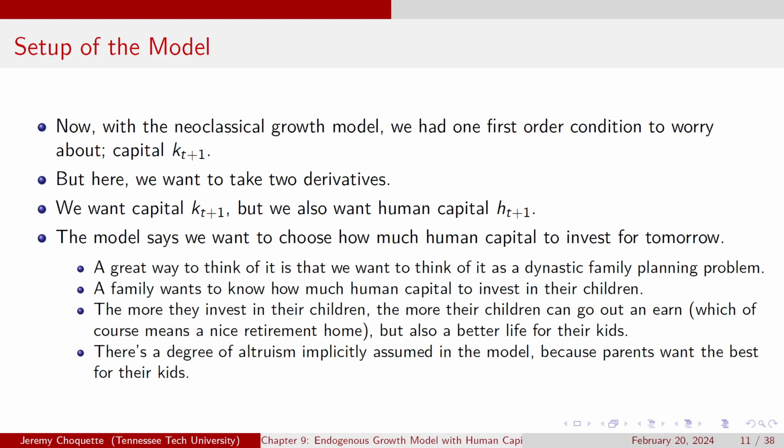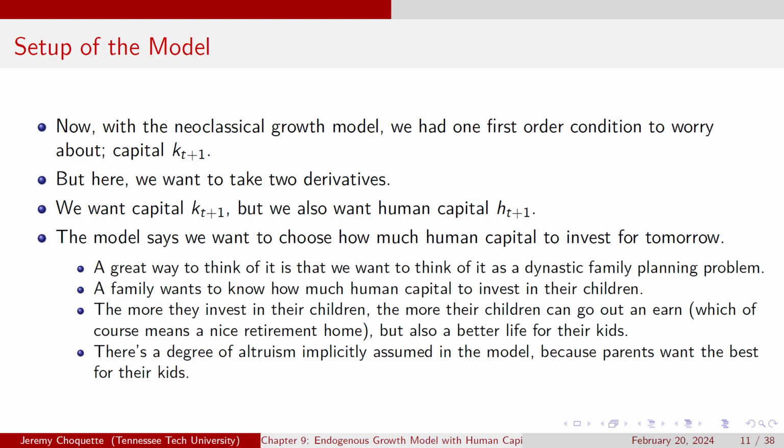And there's a couple of ways that you can think about this, and it really depends on the time horizon or the frequency of the data that you're looking at. It could be a dynastic family planning problem. So a family wants to know how much human capital to invest in their children, right? The more they invest in their children, the more their children can go out and earn, which means a nice retirement home for you, but also means a better life for our kids, which is something that we really want.